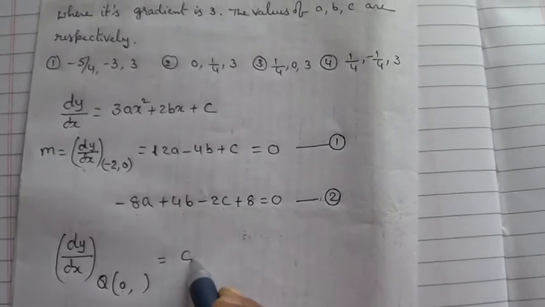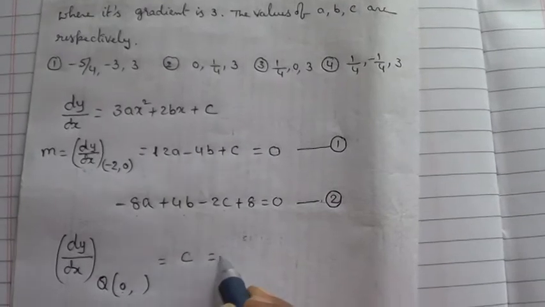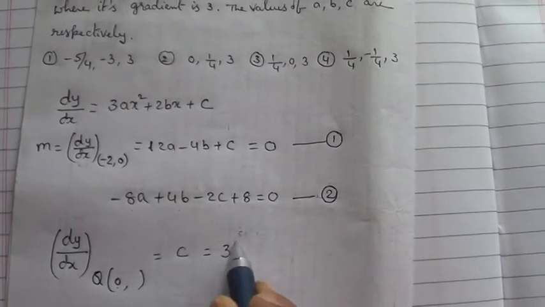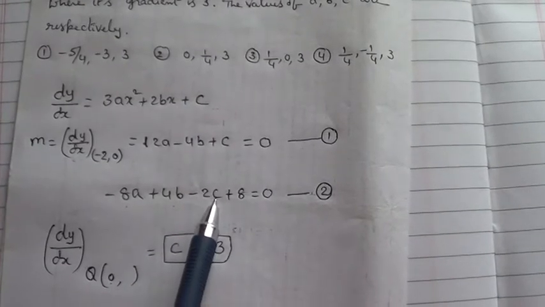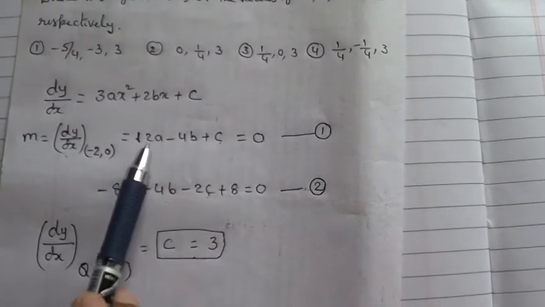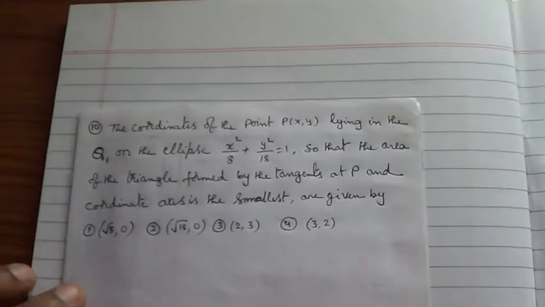Now this is equal to c, right? The gradient is nothing but the slope, which is given as 3. So we got the value of c is equal to 3. Substitute the c value 3 here, and you will get the a and b values. Okay, next we are going to discuss the next question.